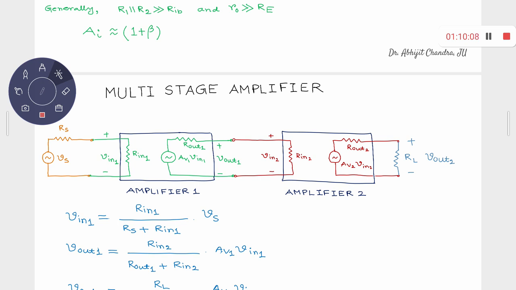I have a very familiar question in the semester examination. You have a common base amplifier with a voltage gain of 50, with some input signal for which the source resistance is non-zero, and the input signal fluctuation is 5 millivolt peak to peak. What should be the output of the common base amplifier? In most cases I get the answer 50 multiplied by 5, that means 250. No, the source resistance is non-zero.